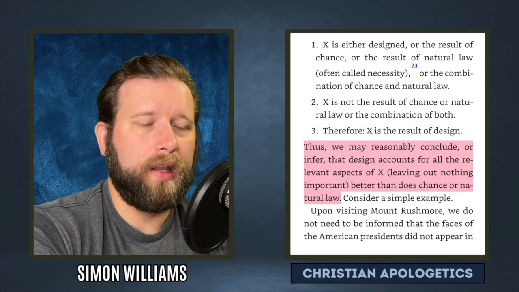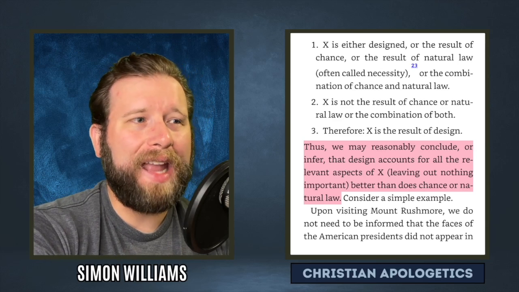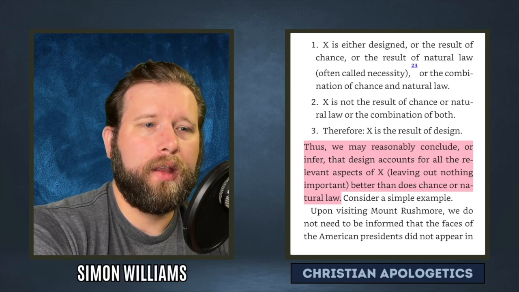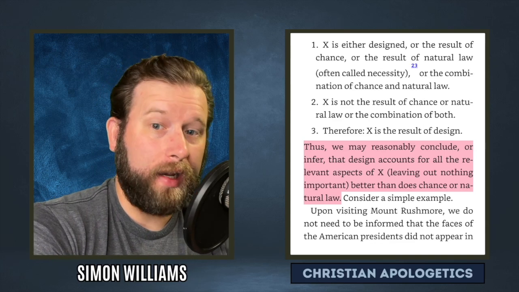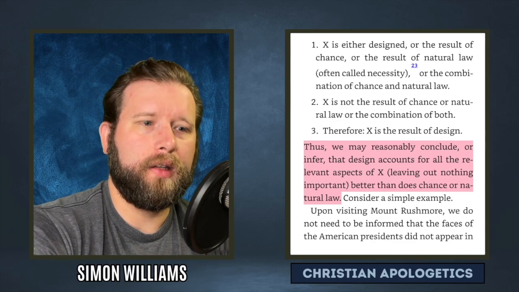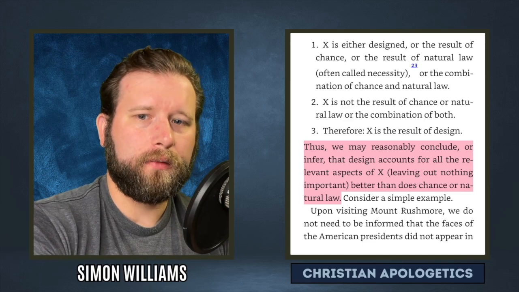It doesn't even need to be the case that design accounts for all relevant aspects. If there's any aspect of X that is better explained by design, any aspect of it, then design is a viable inference. And so there's some sort of intelligence behind it. Okay?